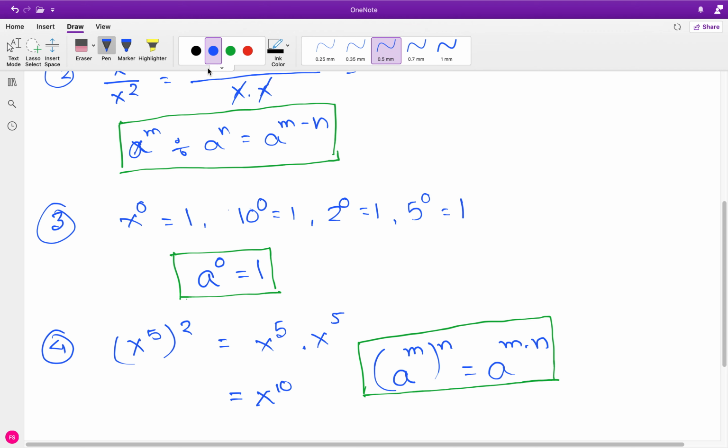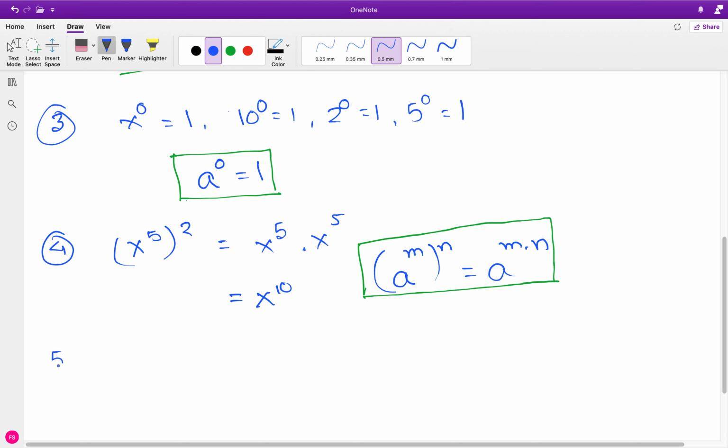Let's look at negative exponents now. If you have x to the power of negative 5, all you need to do is take this term and move it to the bottom to make it positive. So this equals 1 over x to the power of 5. So we can say a to the power of negative m will always give us 1 over a to the power of positive m. This is the fifth rule.